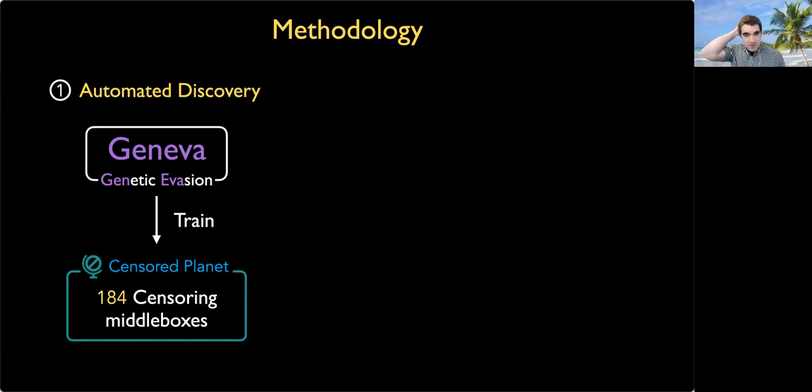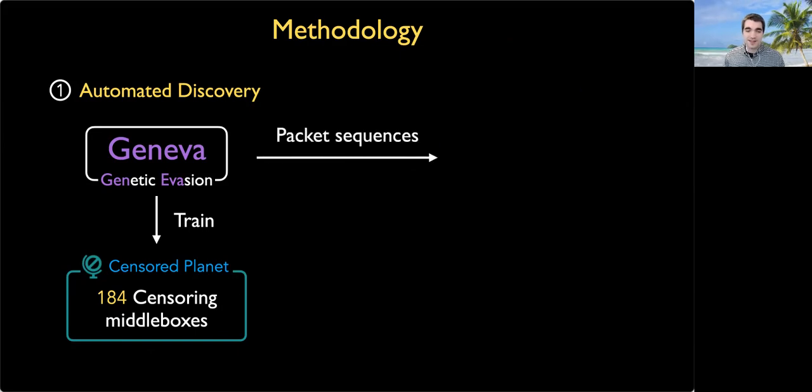To tackle this, we made use of a tool called Geneva. This is a learning genetic algorithm we originally designed to evade censorship, but it's effectively a network fuzzer. And we changed its fitness function to reward it for finding ways to elicit large amplification factors from Middleboxes. So we trained Geneva 184 times on censoring Middleboxes around the world identified by Censored Planet. The output is a series of packet sequences that can elicit responses from Middleboxes.